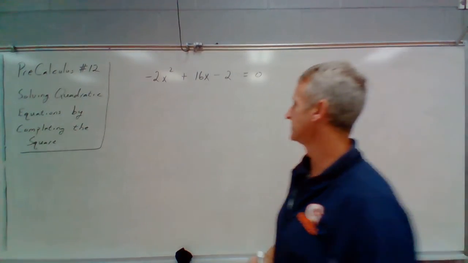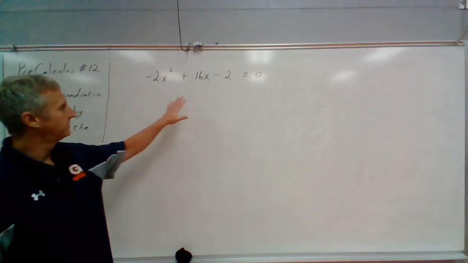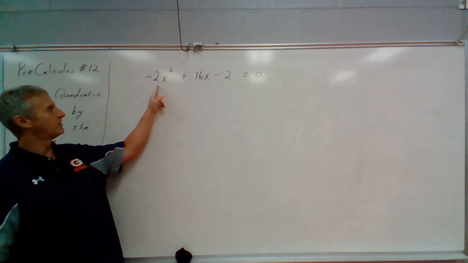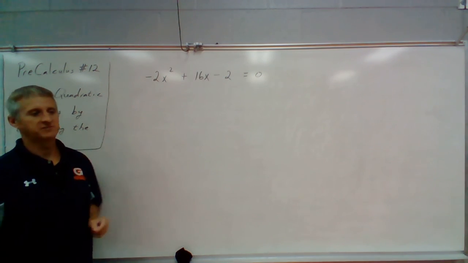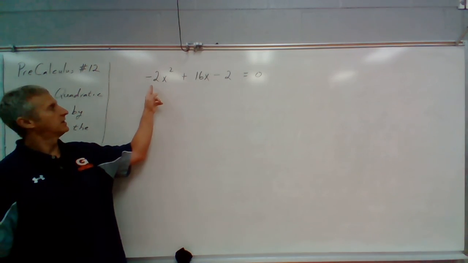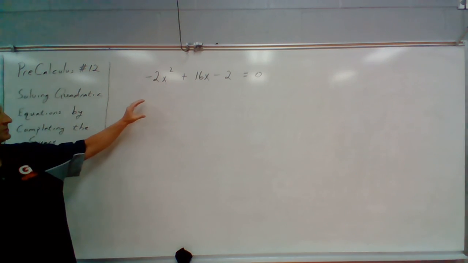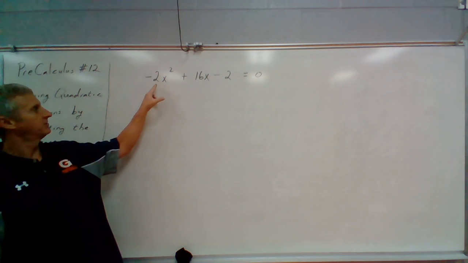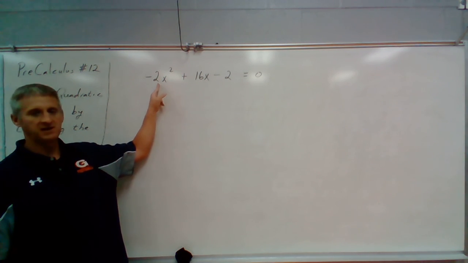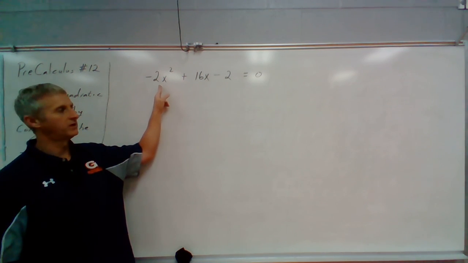All right, let's look at another example. So notice this is a little different. My a is not 1 in this case. My a is a negative 2. All right. If your a is not 1, you need to add one more step in the procedure. And it'll make it much easier if we make this a, this leading coefficient, be a 1.